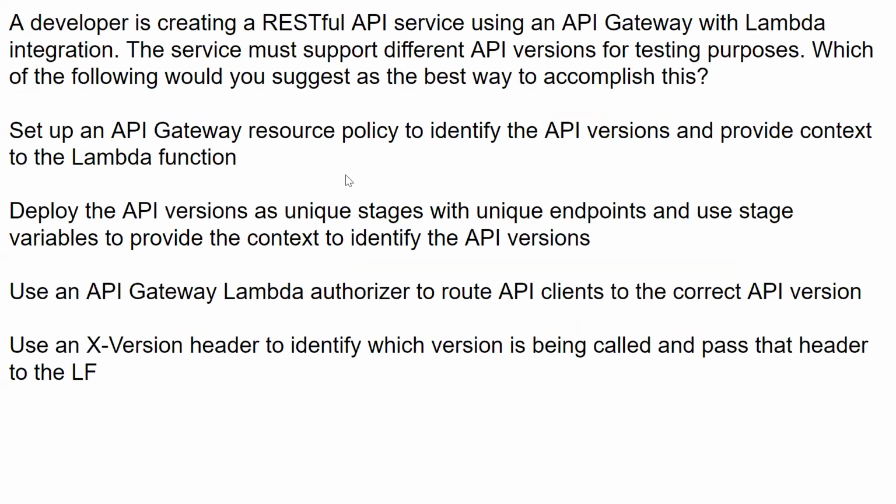A developer is creating a RESTful API service using an API gateway with Lambda integration. The service must support different API versions for testing purposes. Which of the following would you suggest as the best way to accomplish this?